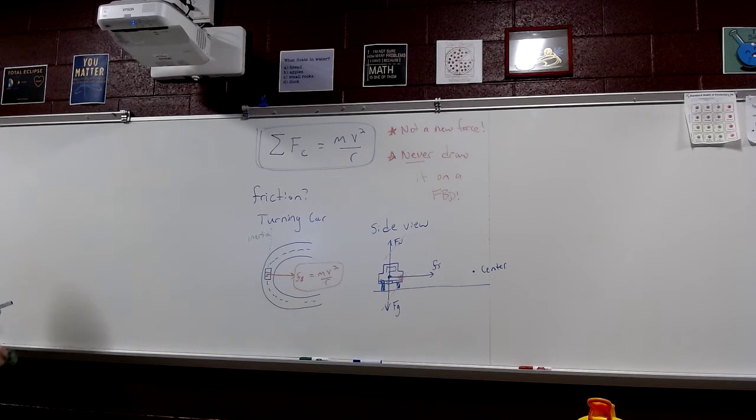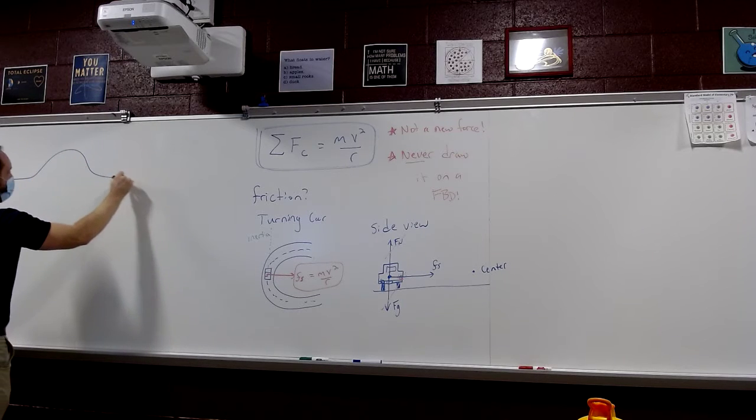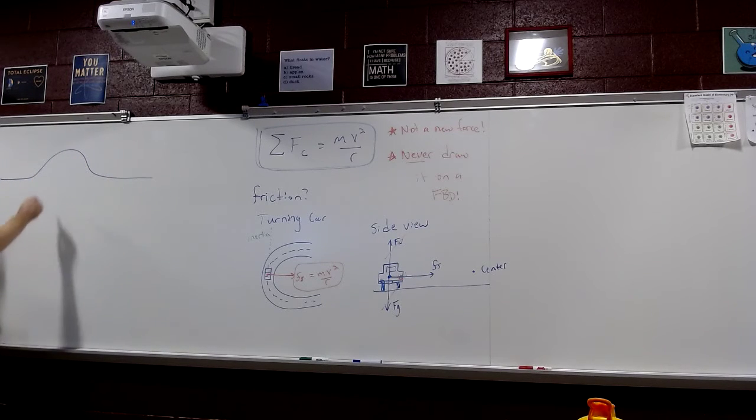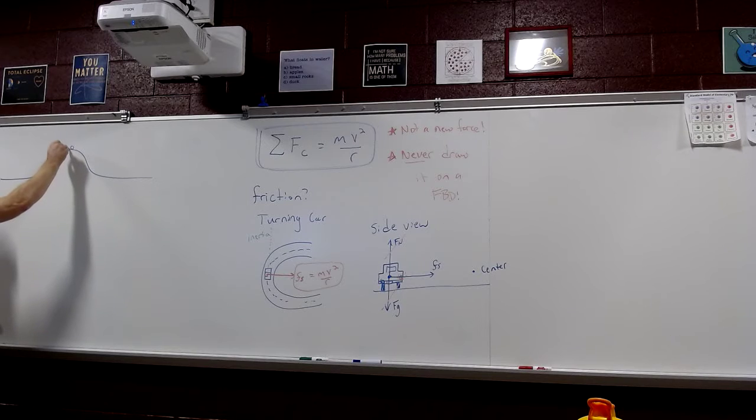And here's where our sign convention is going to be pretty important. So let's think about a car driving on a road like this. So let's say you drive over a hill. That's a pretty good hill here. Your car.